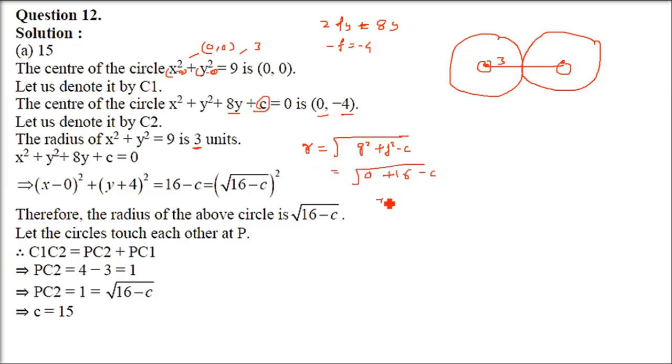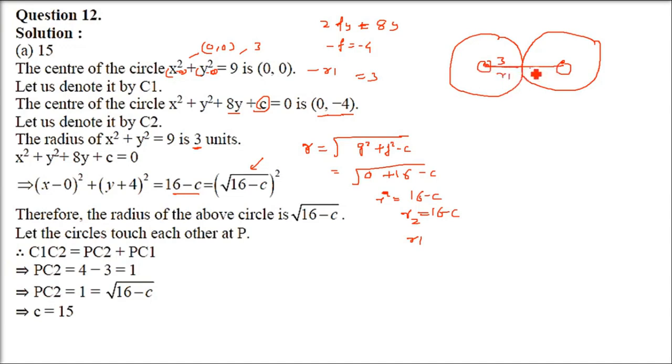So we have r square as 16 minus c. Now the center is (0, -4), that was (-g, -f), and r square can be written as 16 minus c, so r can be written as under root 16 minus c. Now let us take that logic here. So r1 plus r2, where r1 is 3 and r2 is under root 16 minus c.